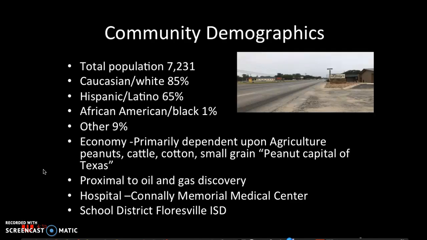The community is located proximal to an oil and gas industry, and additional assets include a hospital, the Connally Memorial Medical Center, and the Floresville Independent School District, which will be called the FISD.